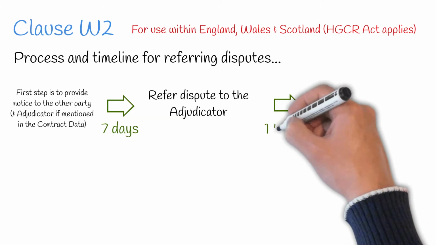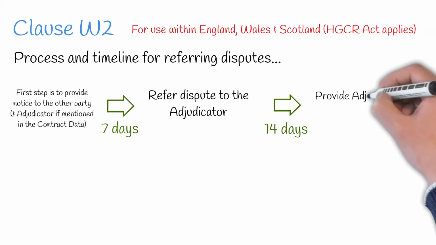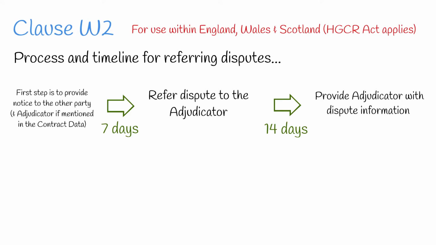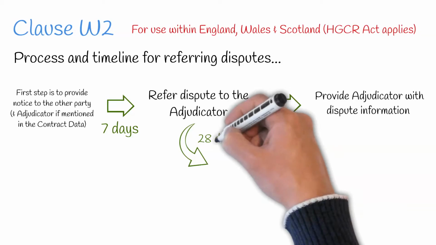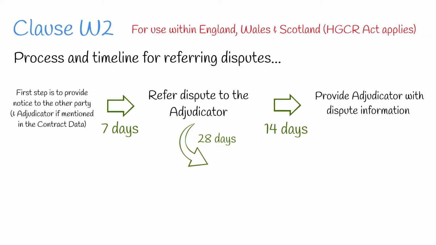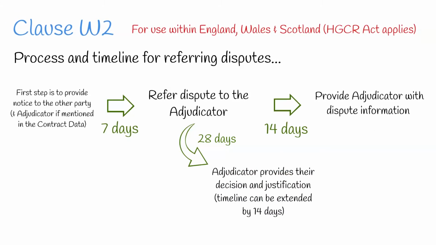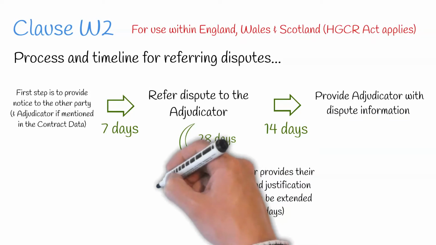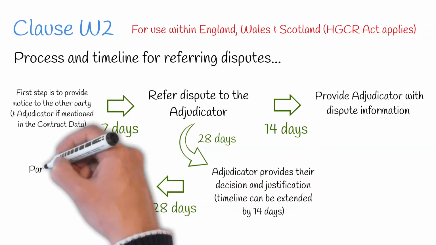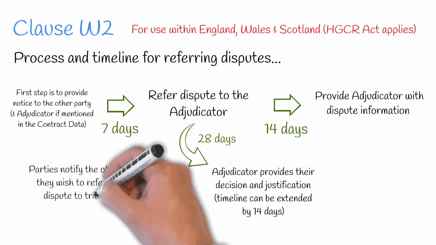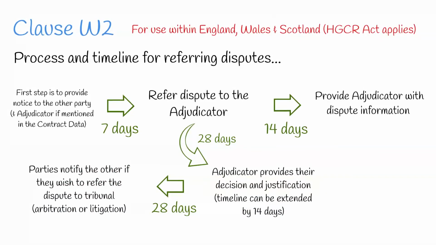Both parties then have 14 days to provide the adjudicator with more information regarding the dispute, unless agreed otherwise by parties and the adjudicator. The adjudicator then has 28 days from the date which the referring party referred the dispute to the adjudicator to provide their decision and justification. This timeline can be extended up to 14 days with agreement of the referring party. Once the decision has been made, a party has 4 weeks to notify the other if it wishes to refer the dispute to a tribunal. Otherwise, the intention is that the adjudicator's decision has become final.